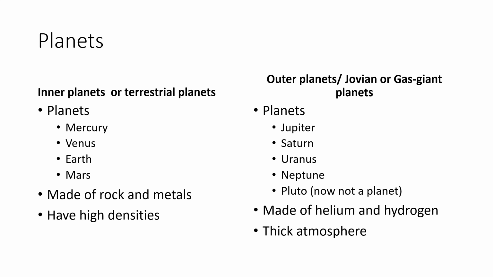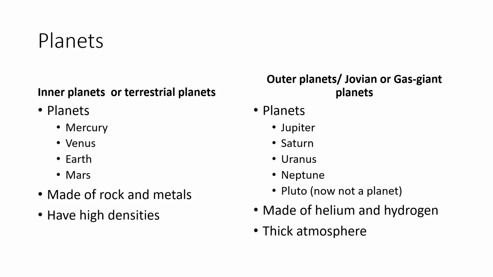Now, alternatively, the first 4 planets are also called terrestrial planets because they are Earth-like. They are made up of rock and metals and they have high densities. On the other hand, the outer planets are also known as Jovian or gas giant planets. Jovian simply means Jupiter-like. And these planets include Jupiter, Saturn, Uranus, Neptune, and Pluto. It's now not considered a planet, but I've just included it here for the sake of continuity.